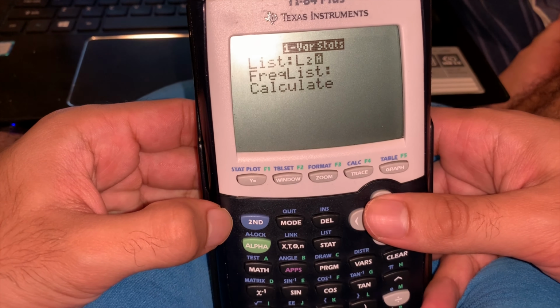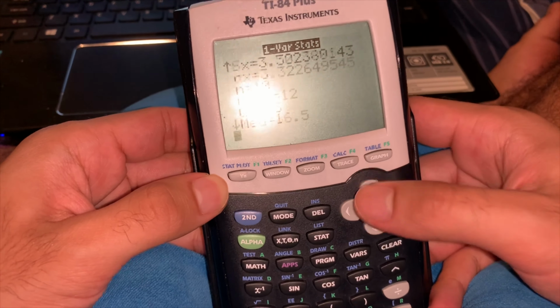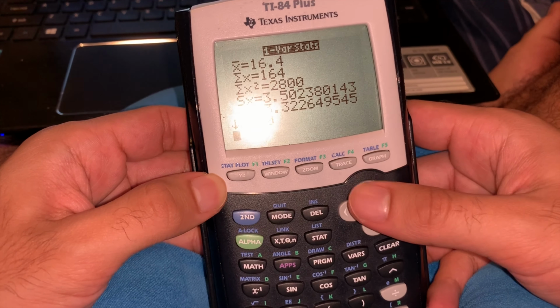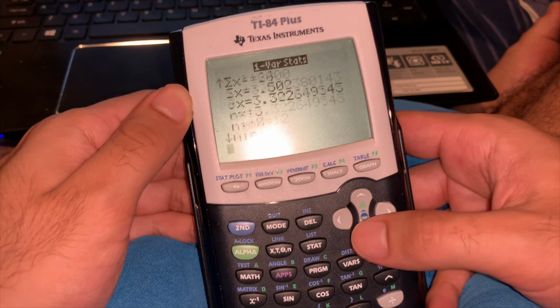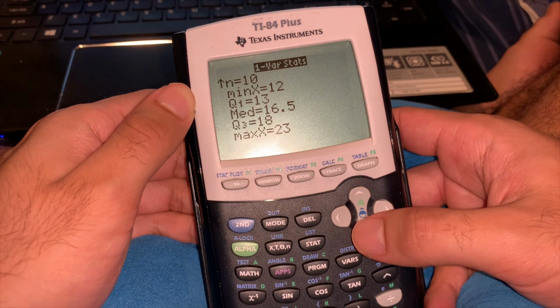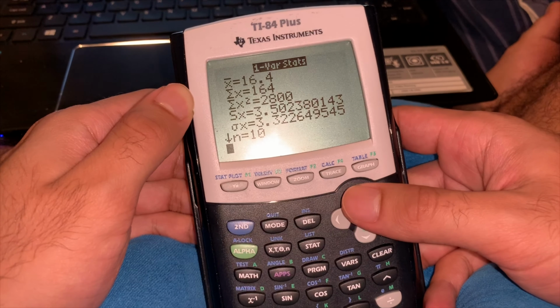Now we're gonna go all the way to the bottom and calculate so we can get an answer. I'll press enter, and there we go. In this list, the calculator is going to show us our mean, our variance, and standard deviation. It's also going to show us our maximum number and our minimum number, which we need for this calculation.